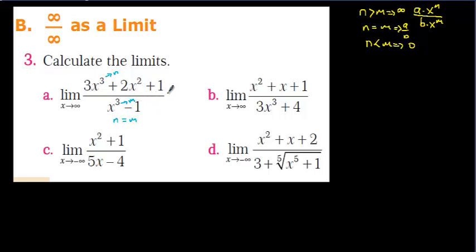So when the powers are the same, you are going to get the coefficients, which is 3 over 1, and that's equal to 3. This is equal to n, and n is less than m. So n is less than m, the limit is going to be equal to 0.